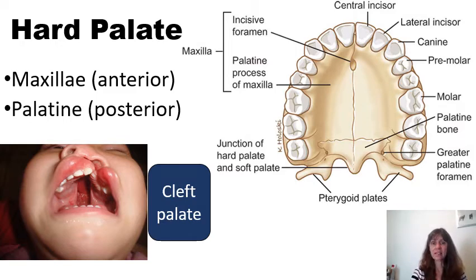So the hard palate, again, is made up of the maxillae anteriorly, the palatine bones posteriorly, and then at the end of the palatine bones is where the soft palate begins. And the soft palate is made up of cartilage and soft tissue and mucous membranes.